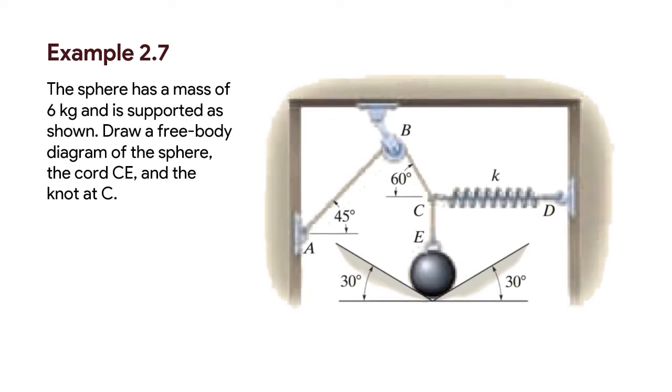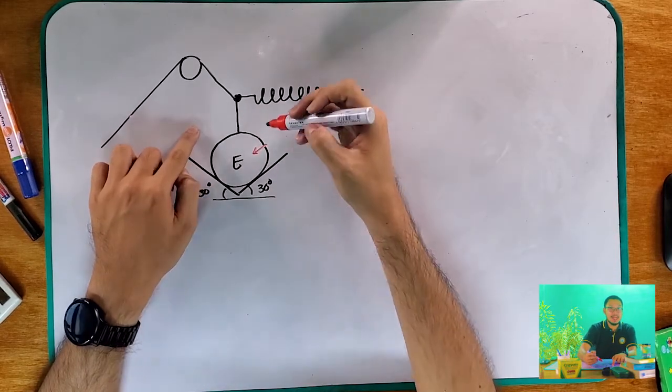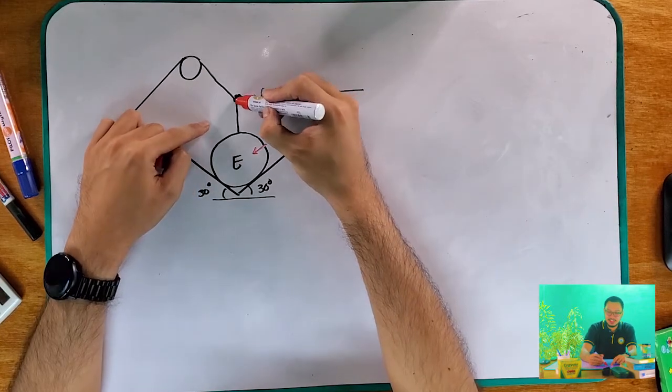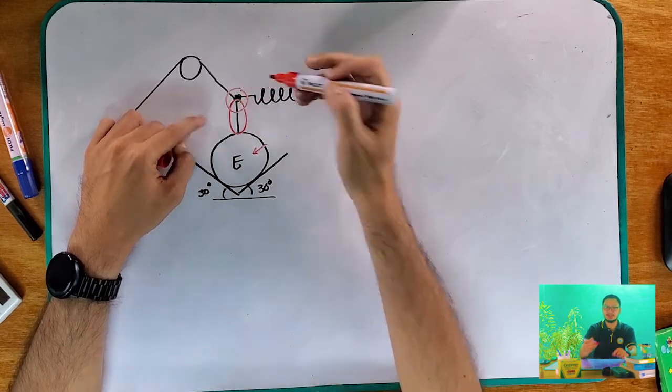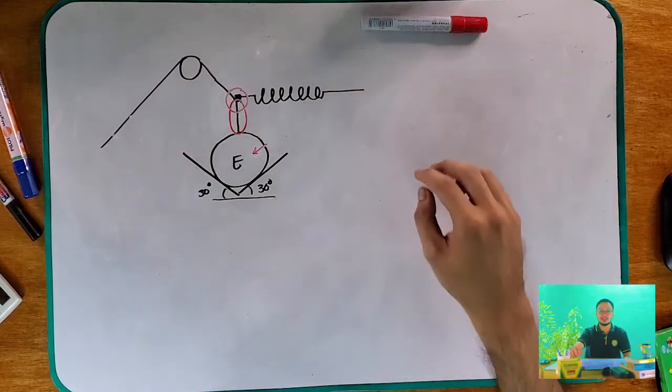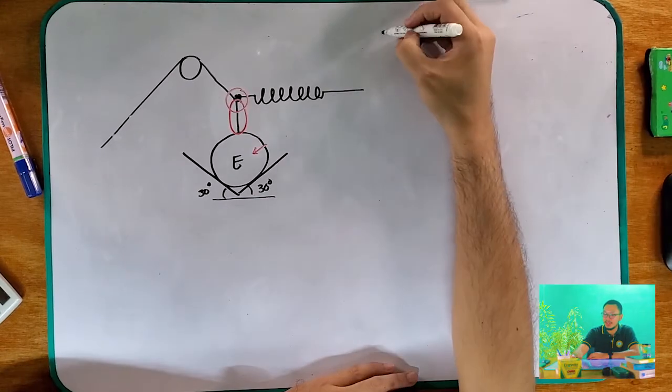Sige daw, let's try to apply those kinds of supports in a problem. We have this sphere. Ang atong goal ani nga problem is to make a free body diagram of the sphere, which is this one, of the cord CE, which is this one, and of the knot at C, which is this one. So, mao ni atong goal sa atong problem, to make a free body diagram of each of those parts.